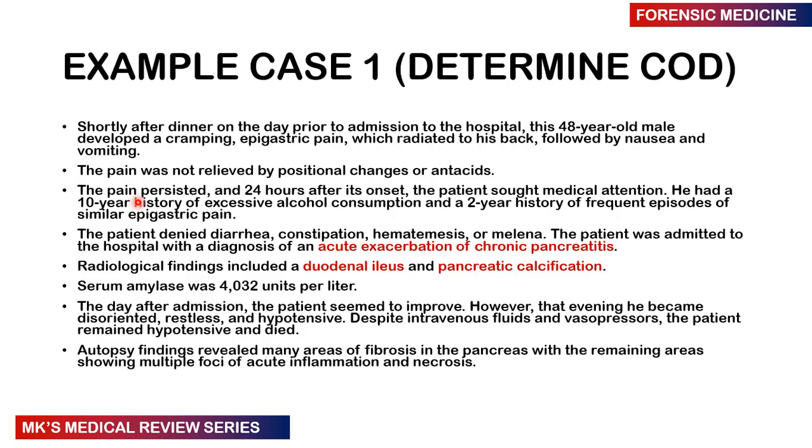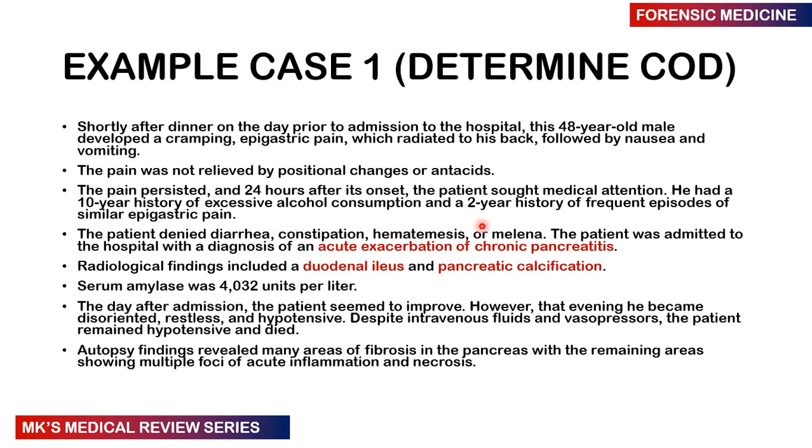Shortly after dining on the day prior to admission to the hospital, this 48-year-old male developed a cramping epigastric pain which radiated to his back, followed by nausea and vomiting. The pain was not relieved by positional changes or antacids. The pain persisted, and 24 hours after its onset, the patient sought medical attention. He had a 10-year history of excessive alcohol consumption and a 2-year history of frequent episodes of similar epigastric pain. The patient denied diarrhea, constipation, hematemesis, melena.